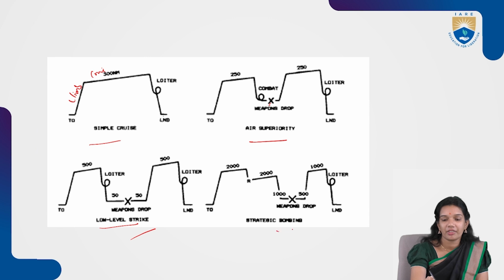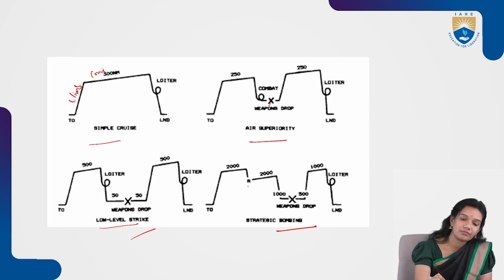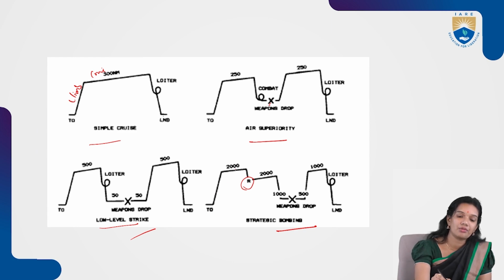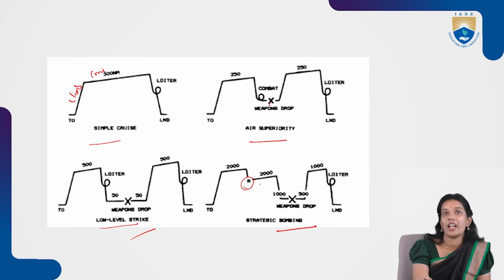Then finally we have strategic bombing. In strategic bombing we have one parameter that is R. R is refueling, right? So first of all, I take off, I climb, I cruise for about 2000 nautical miles, say, then again I refuel. Now from where is this refuel coming? Why am I doing refueling? Because I want to increase my range. This is for a long range mission purpose.